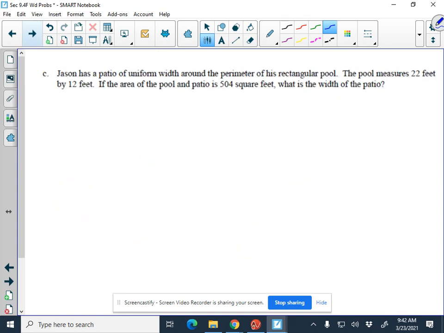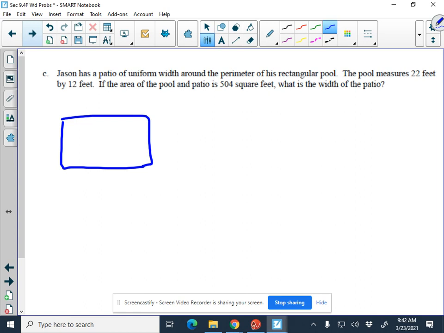sense. Jason has a patio of uniform width about his perimeter of his rectangular pool. All right. This ought to be cool to have a swimming pool in the backyard, but I don't have one. Sad day. All right.